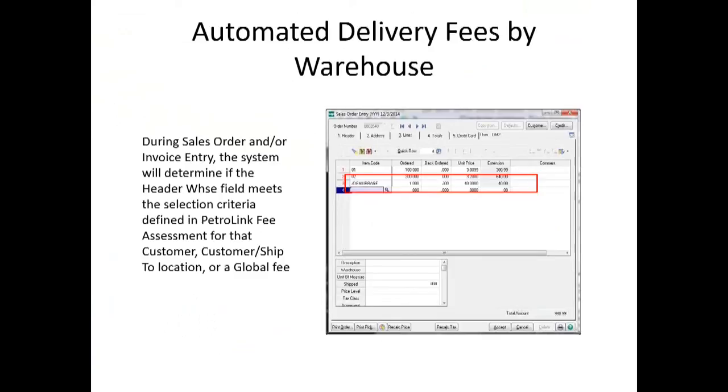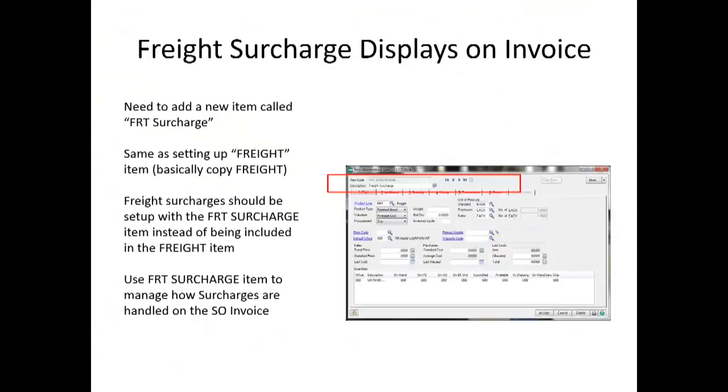So you need to add a new item called FRT surcharge, freight surcharge. It's the same as setting up freight. So if you're familiar with how freight works, you create this inventory item that's freight and everything runs off of that. FRT surcharge or freight surcharge works the same way. So the freight surcharges that you're charging will actually then flow to that part rather than the freight item. And then you can use that to manage how they're displayed on the invoices. So you can have freight and freight surcharges actually displayed different ways.